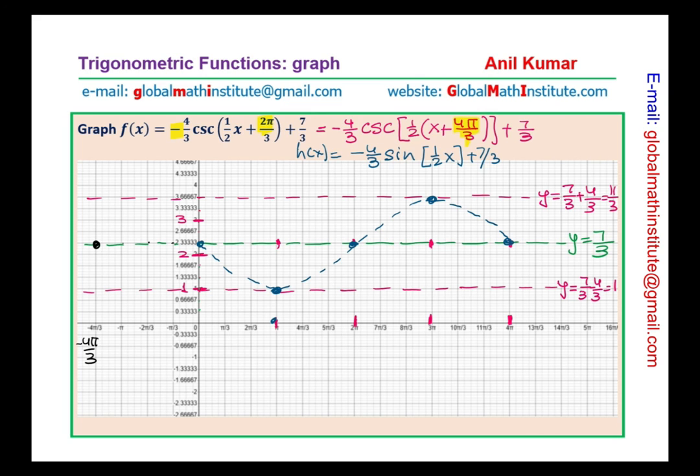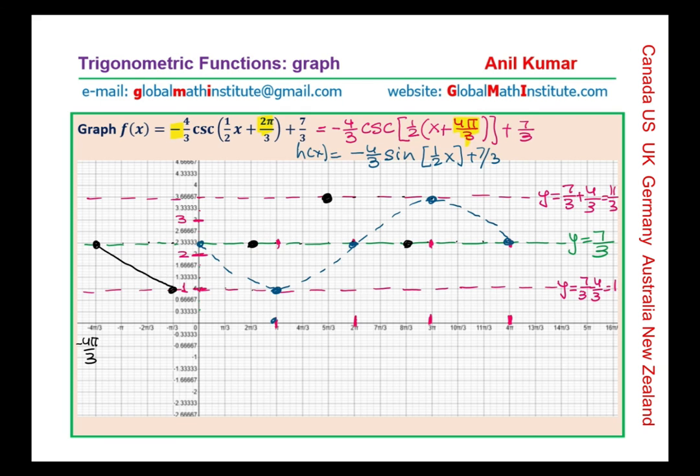And here 1, 2, 3, 4, correct? From here 1, 2, 3, 4. Make sense? I'm only drawing one wave, right? So that becomes our final graph, which will be for sine, correct?